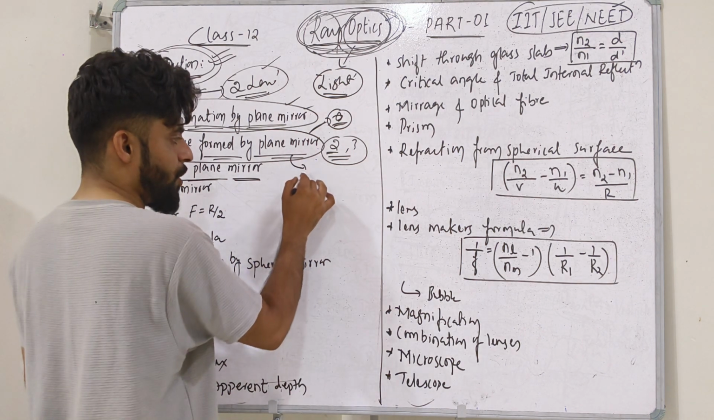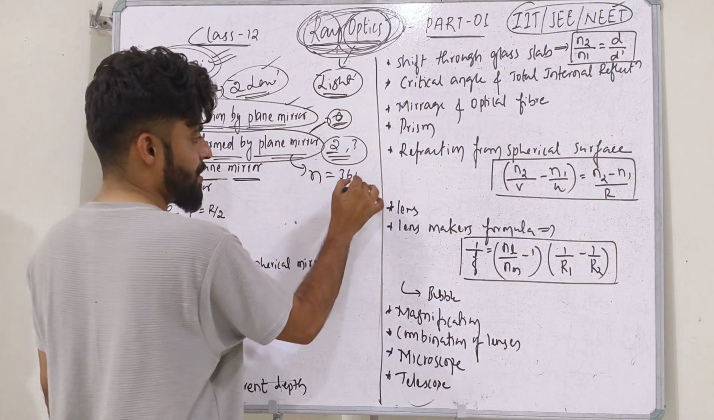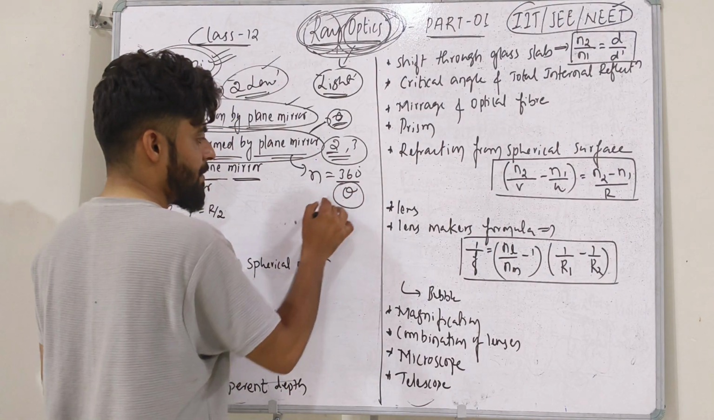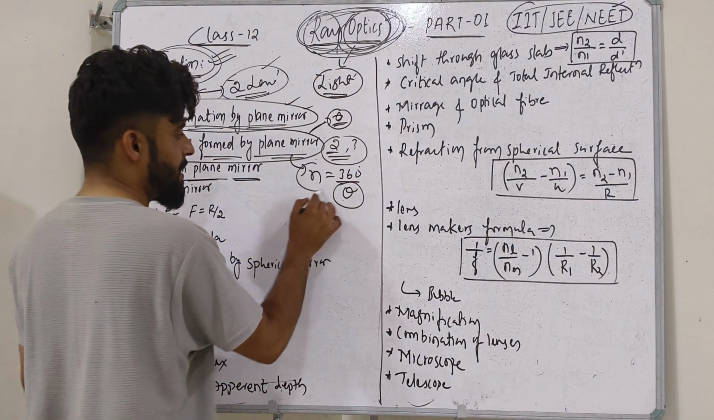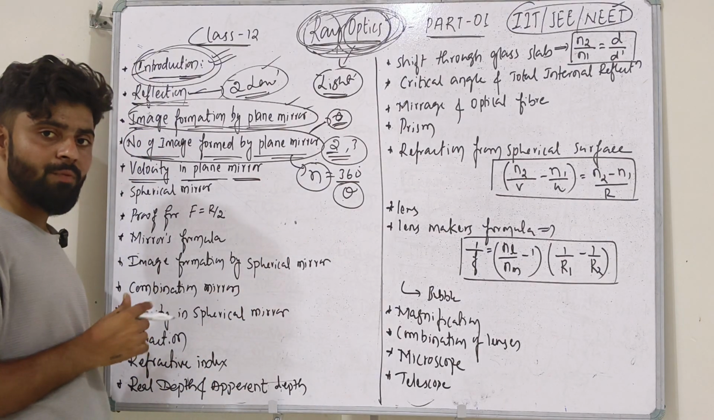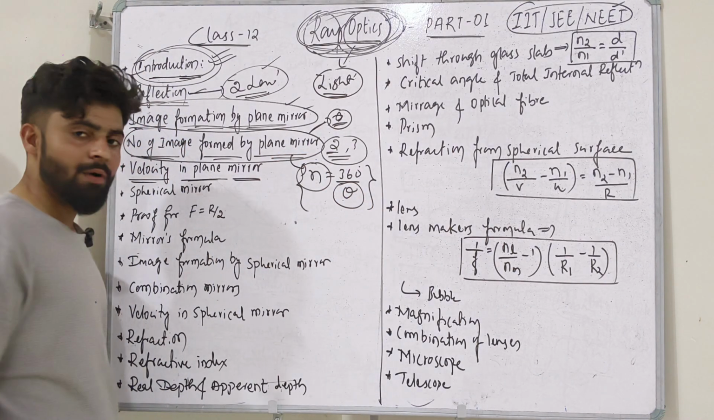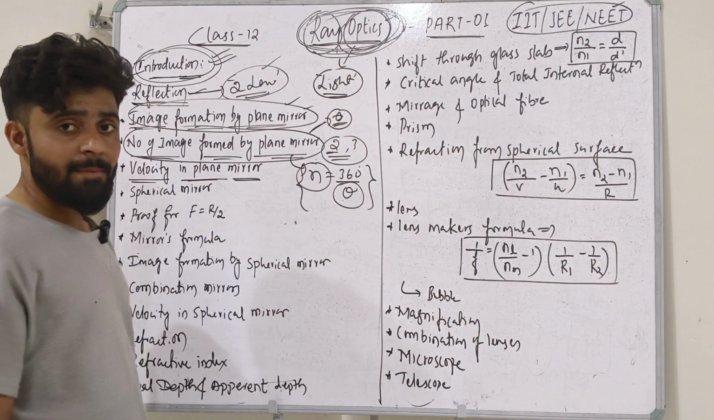It has a formula: n is equal to 360 degrees divided by theta. This theta is the angle made by the two plane mirrors, and n is the number of images formed by the two plane mirrors. Correct? By using this formula, we can calculate the number of images formed by plane mirrors.